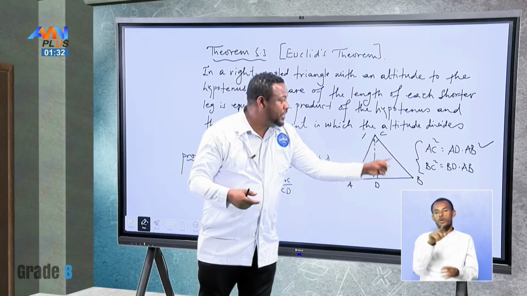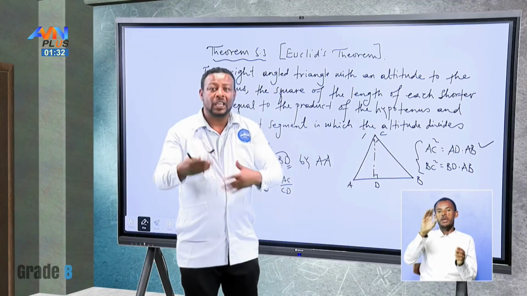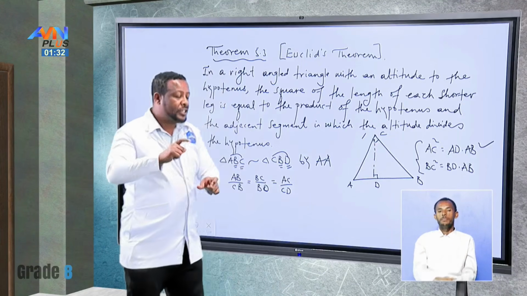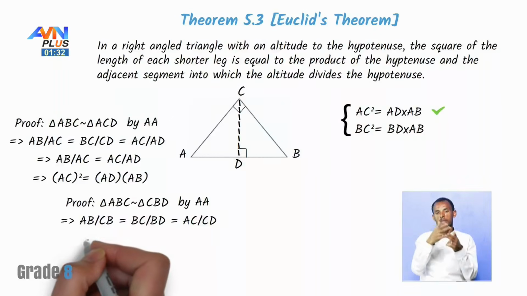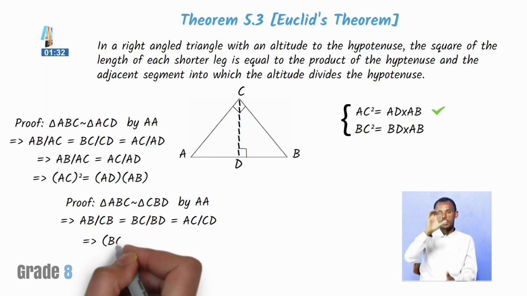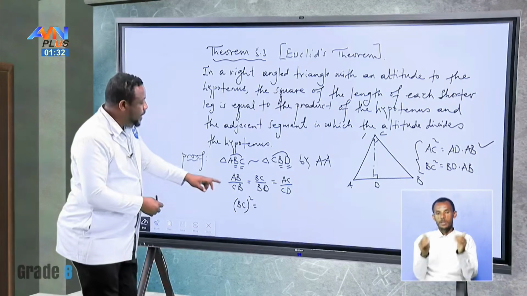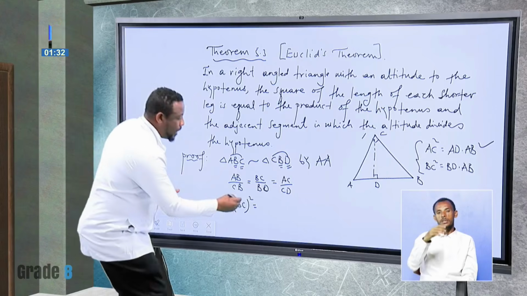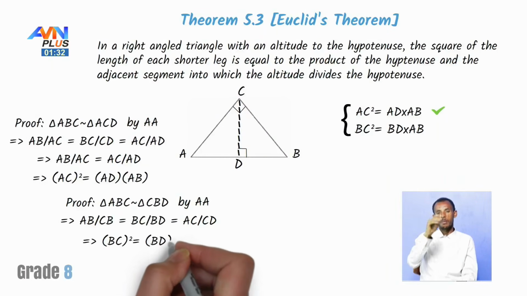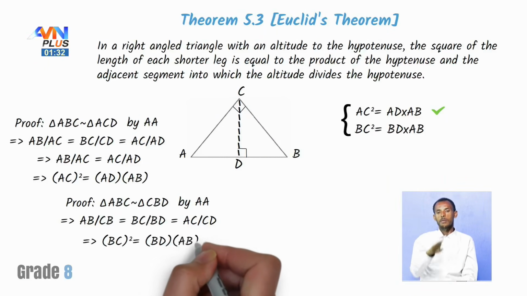Whether you call it BC or CB, we are talking about the same segment, right? There is no problem in that case. So the product of BC and BC is BC square. This is the same as AB times BD or BD times AB, okay? So BD times AB, okay?